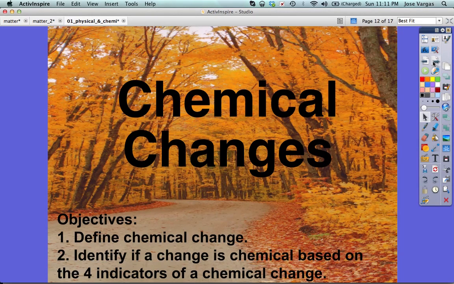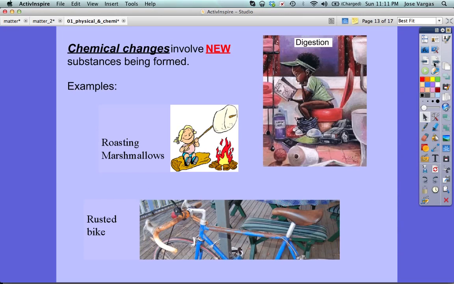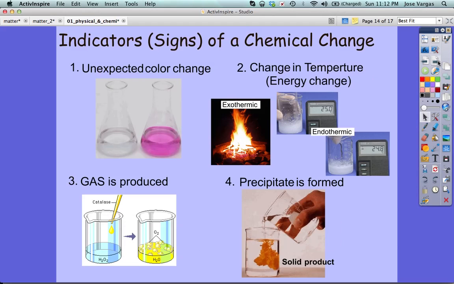Those were the physical changes, phase changes. Now, about chemical changes. They involve new substances being formed. So we have the roasting of marshmallows, digestion. What you eat is going to get broken down, and then you're going to have those enzymes and acids in your body, so it's going to look really different. And the roasted bike. Same thing, new substances being formed.